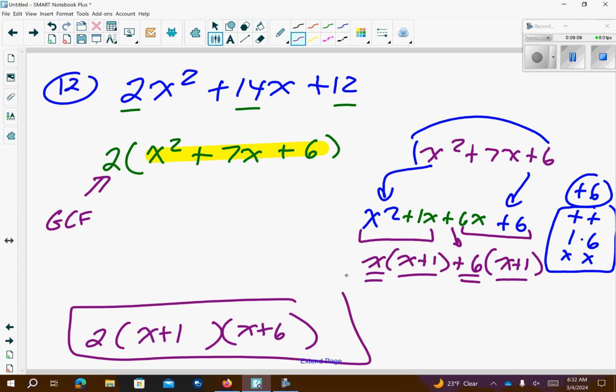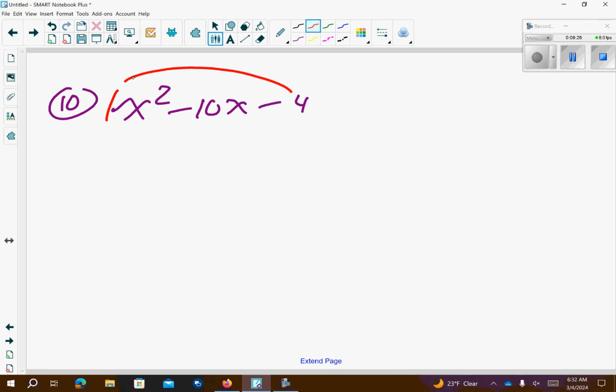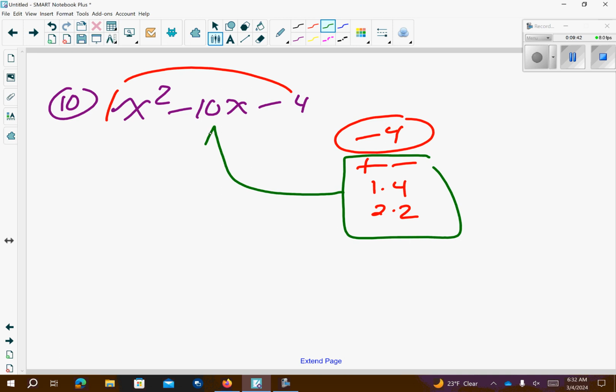Okay. Now, I don't see one right off the bat. Actually, let's take a look at number 10. Number 10 looks like just a normal one we can factor. So we don't have a greatest common factor. So I'm going to put a 1 out front, multiply those together, and I get negative 4. That means I have to have a positive and a negative. So the factors of 4 are 1 times 4 and 2 times 2. Is there any way that any of those factors, when added together, would give me negative 10? The answer is no.